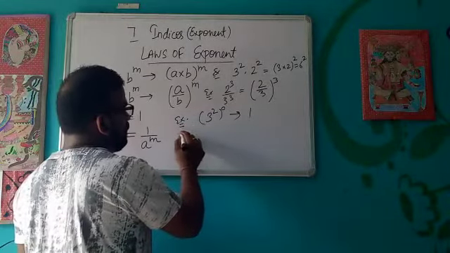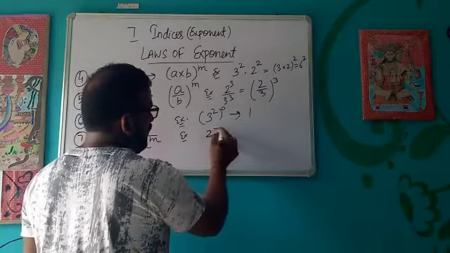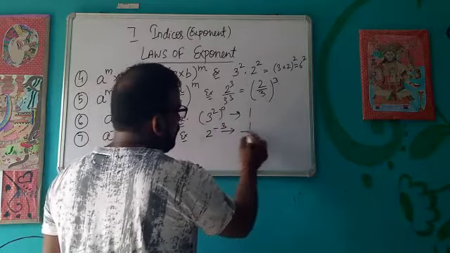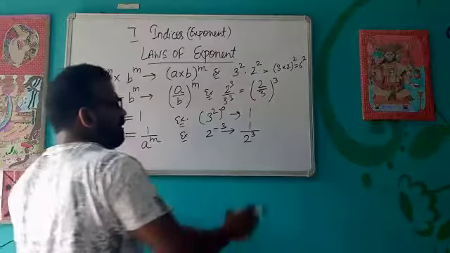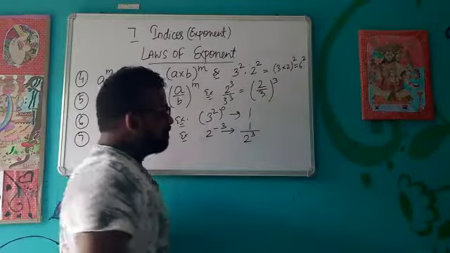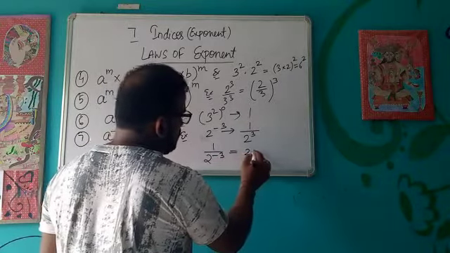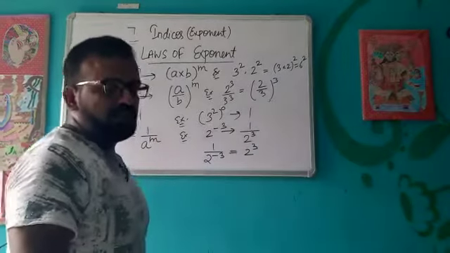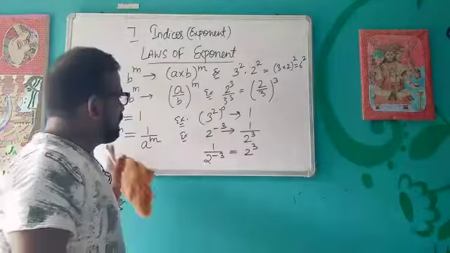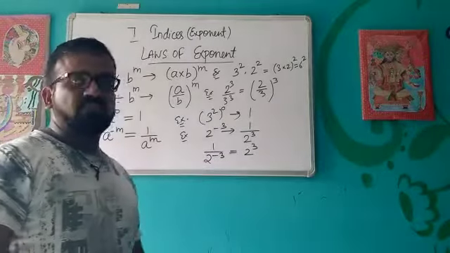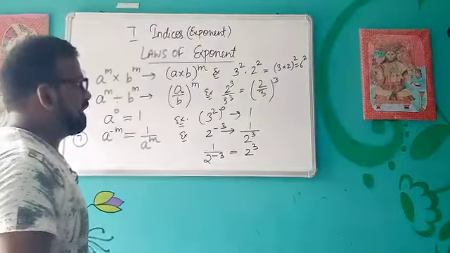For example, 2 to the power minus 3 will be 1 upon 2 to the power 3. Or if it is written 1 upon 2 to the power minus 3, then I can write it as 2 to the power 3. So in order to change the exponent from negative to positive, you simply take the reciprocal of that number, and then it will automatically change into the positive sign.